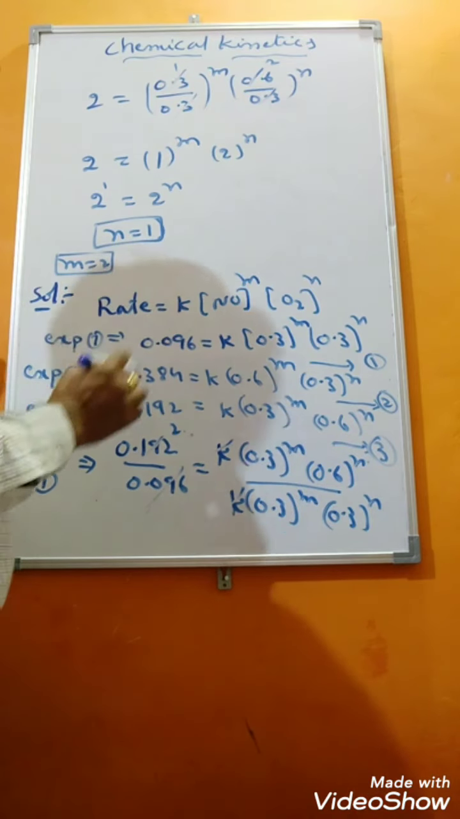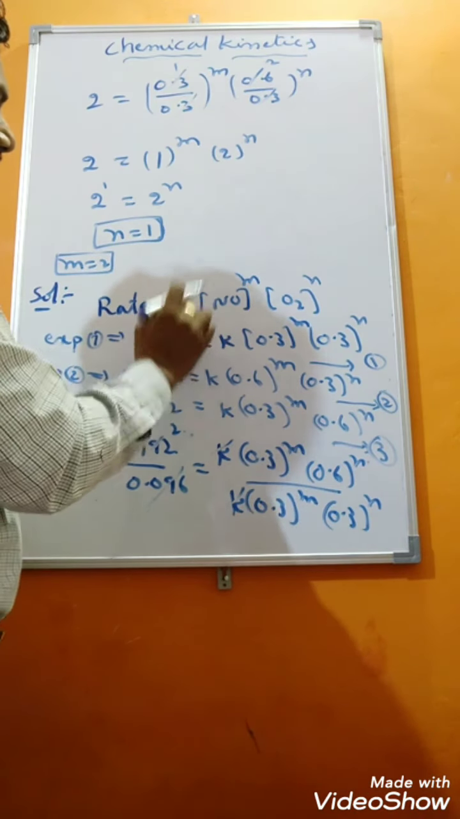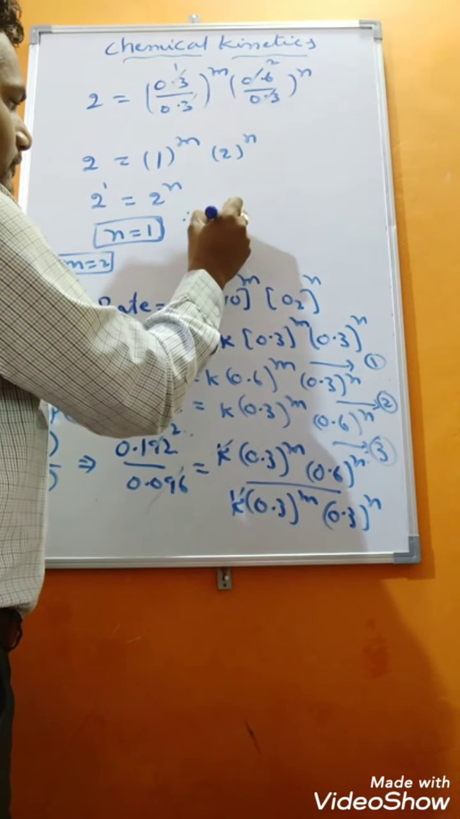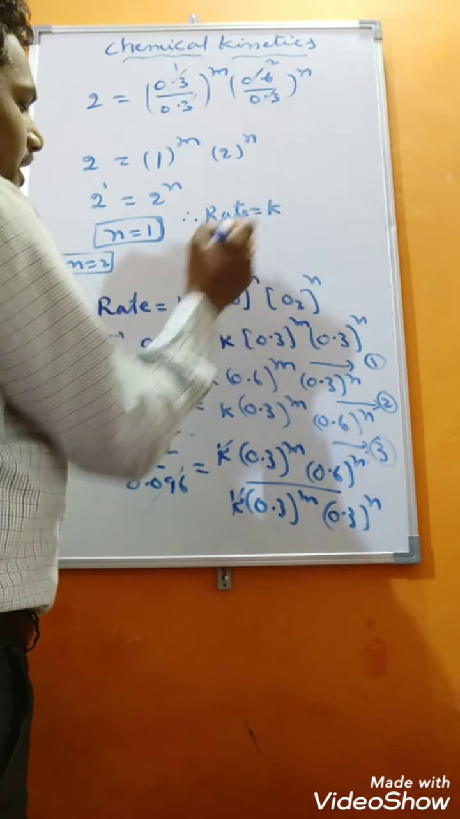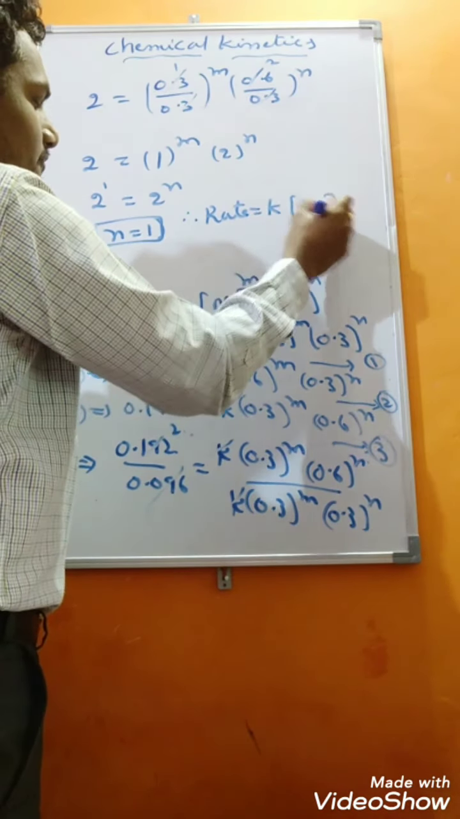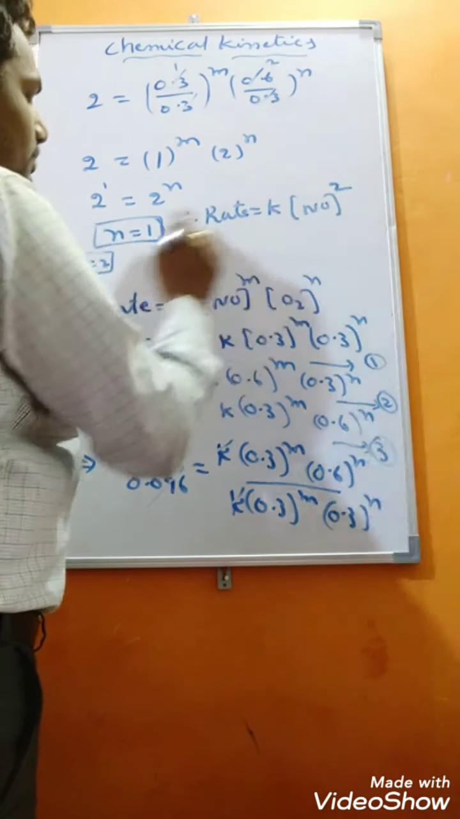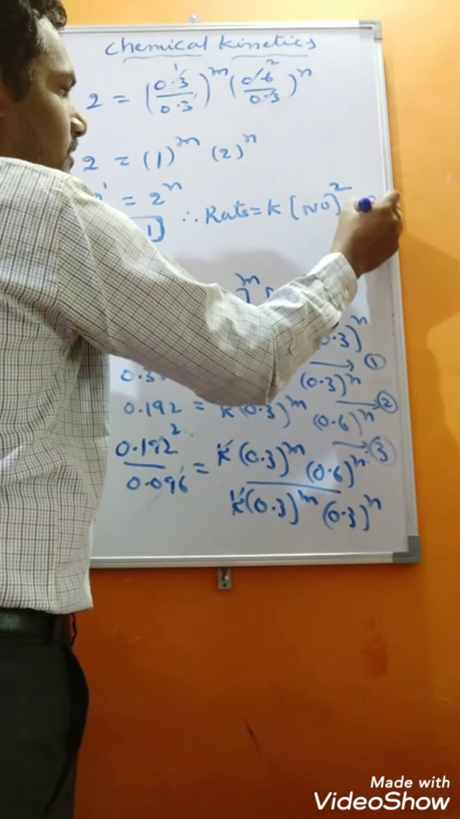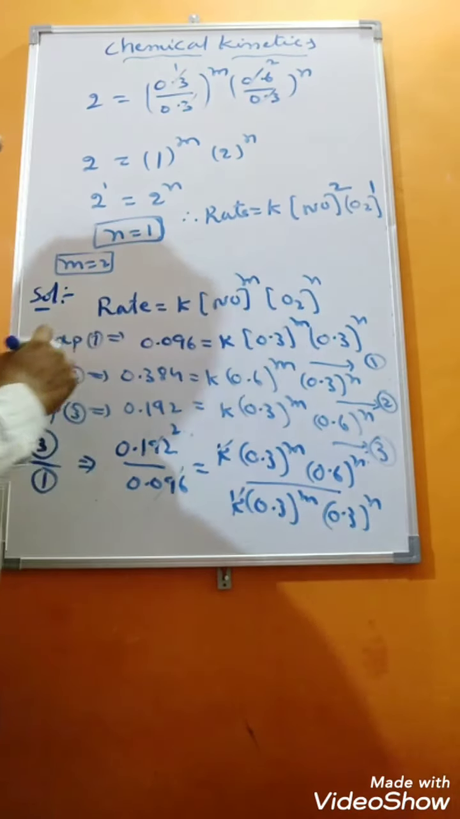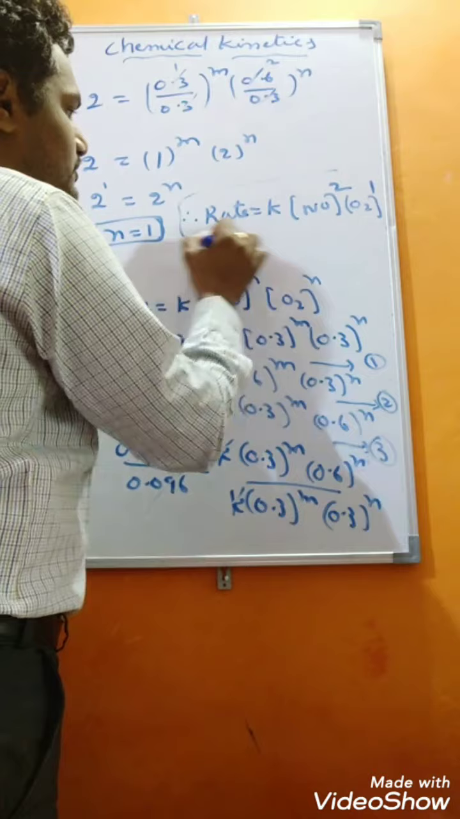Then how do we write the expression? Already we have taken the expression. This expression we can write. Therefore, rate is equal to some k into concentration of NO whole power m, m value is 2, so whole power 2, and O2 whole power 1, n value is 1. This is the final equation, students.